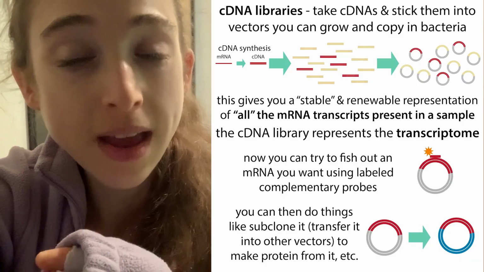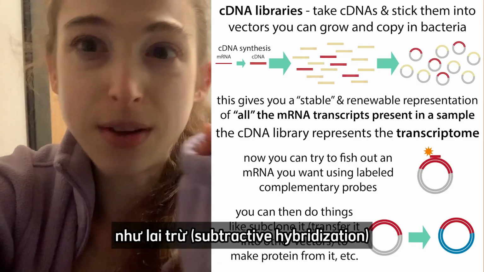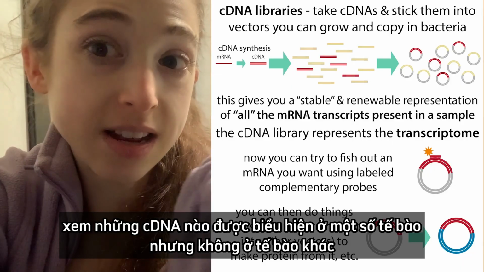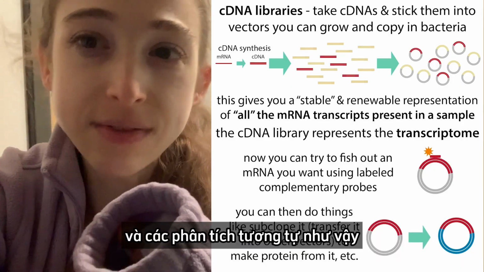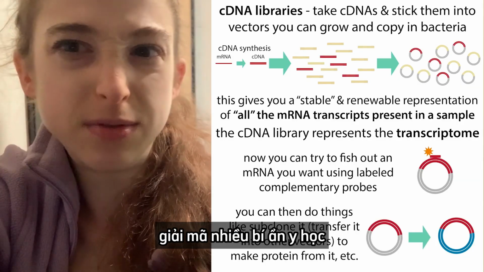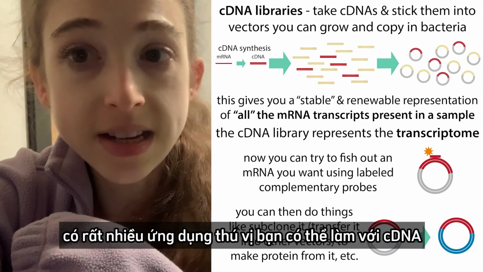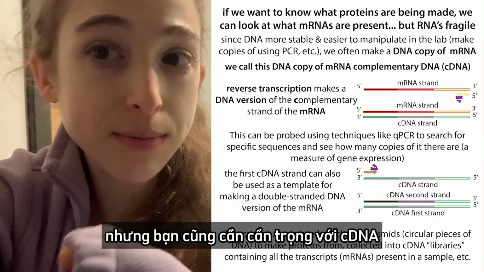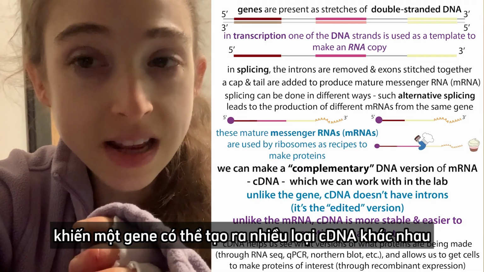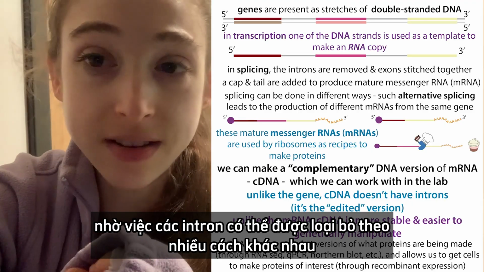present in a sample. And this is going to vary from cell to cell, so you can do things also like subtractive hybridization to figure out what is different between different samples, which cDNAs are expressed in some cells but not in others, and various things like this. And so this has played key roles in solving medical mysteries, especially historically. So lots of cool stuff that you can do with cDNA, but you also need to be careful with cDNA because you can also have alternative splicing where you can get multiple cDNAs from the same gene, thanks to those introns being able to be removed in different ways.